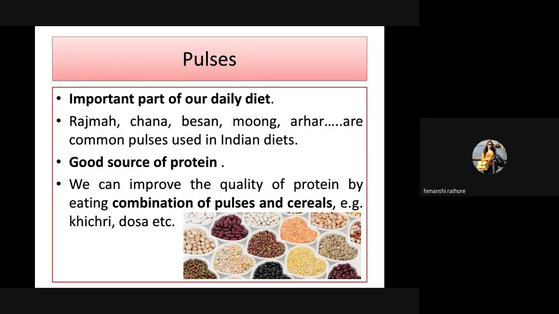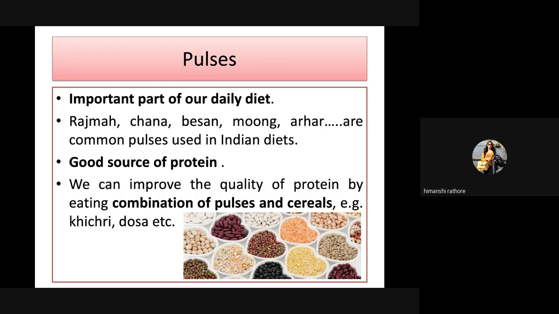Now, after sweeteners, we have pulses. Important part is that pulses are being consumed in India, and there are a lot of pulses which are being cultivated in India, like rajma, chana, besan, moong, arhar. These are the basic common names of pulses. You may not be aware of these names, but they are used in Indian curries. And pulses provide us a good amount of protein. Those who are not consuming meat sources get their protein from the pulses only.